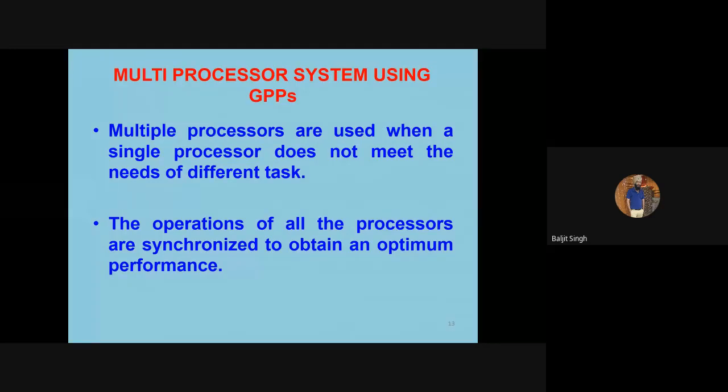Multiple processor systems using general purpose processors. Multiple processors are used when a single processor does not meet the needs of different tasks. Where there are various different tasks which need to be taken care of, various general purpose processors can be used to handle them. Then the operation of all the processors is synchronized to obtain optimum performance. So a central processor can give instructions to all the processors, which can be called slave processors in this case, and they are all synchronized to handle the various operations in a synchronous manner.